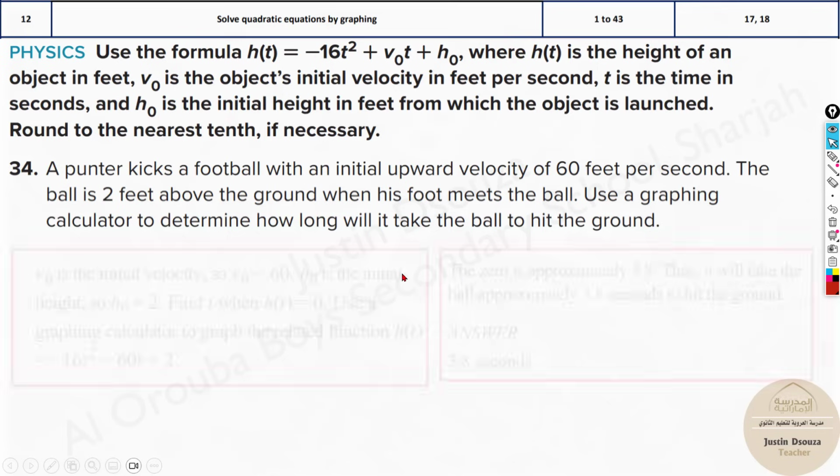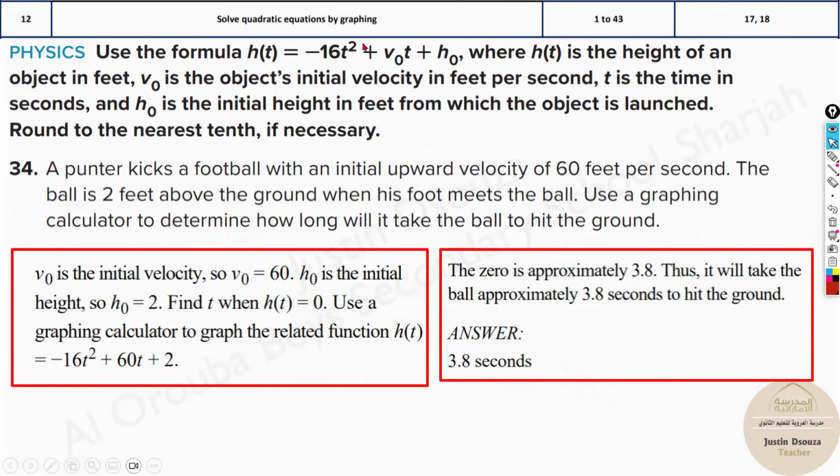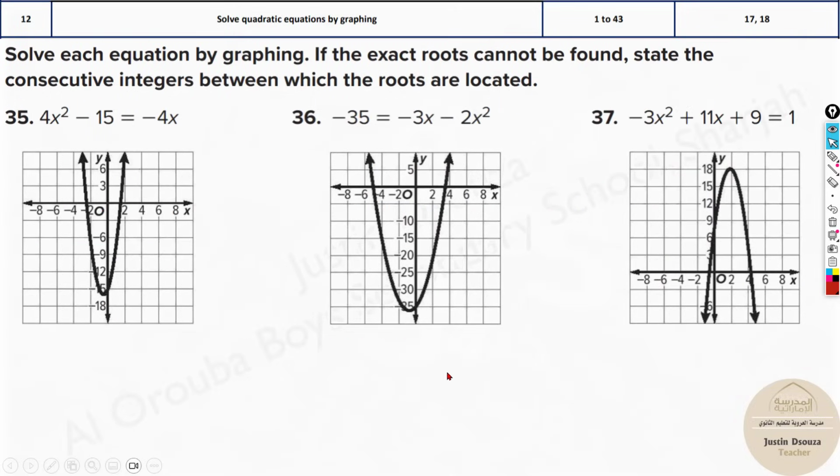This h of t is 0. So solve it up. It will be minus 16t squared, plus 60t because over here it's 60 feet per second, and h0 is 2. Make it equal to 0. Put it in the calculator. The answer is 3.8 seconds. Now make sure if you have any negative answer, ignore that. Only take the positive answer.